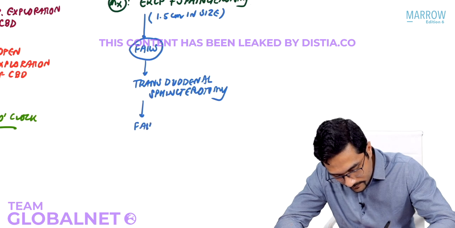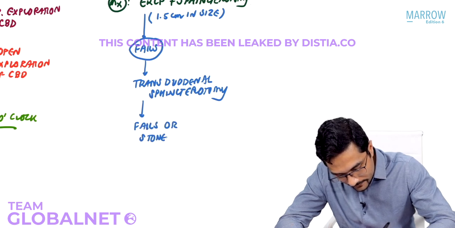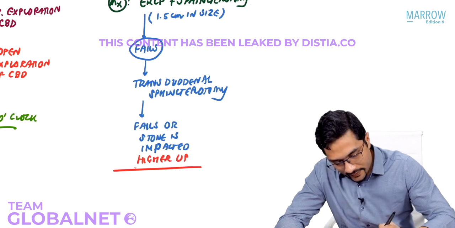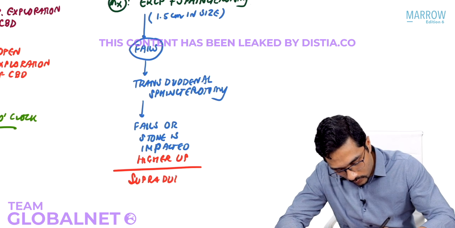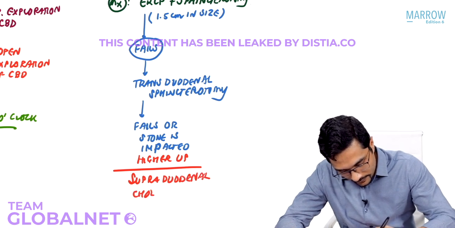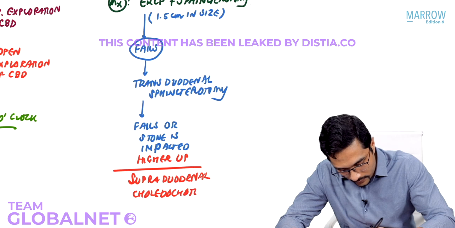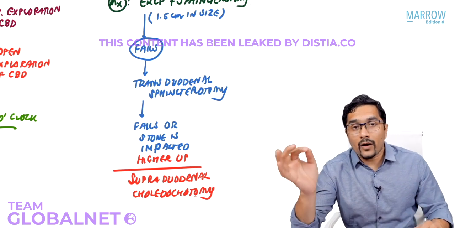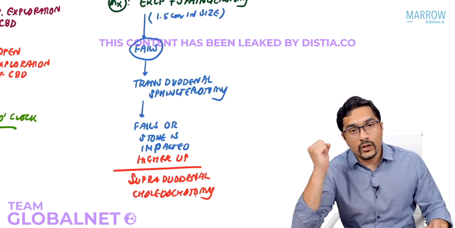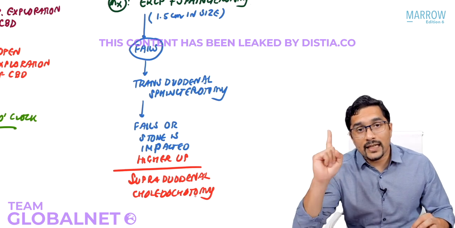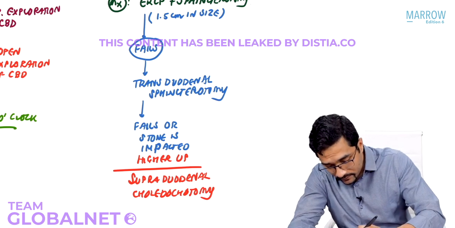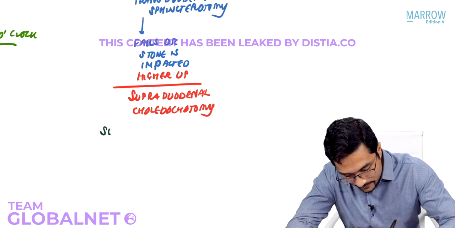If this fails or stone is impacted higher up, then we need to carry out a supraduodenal choledochotomy. That means make a longitudinal incision in the CBD itself, and remove the stone. I've already told you, incision in the CBD should be longitudinal, should not be transverse, should be avoided at 3 and 9 o'clock.